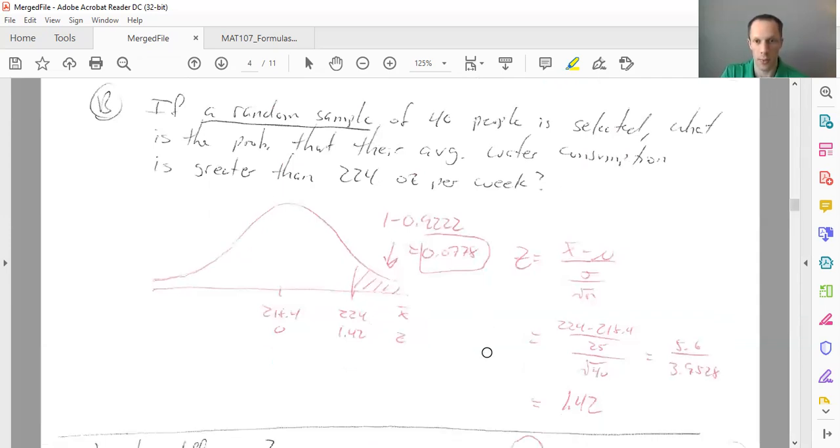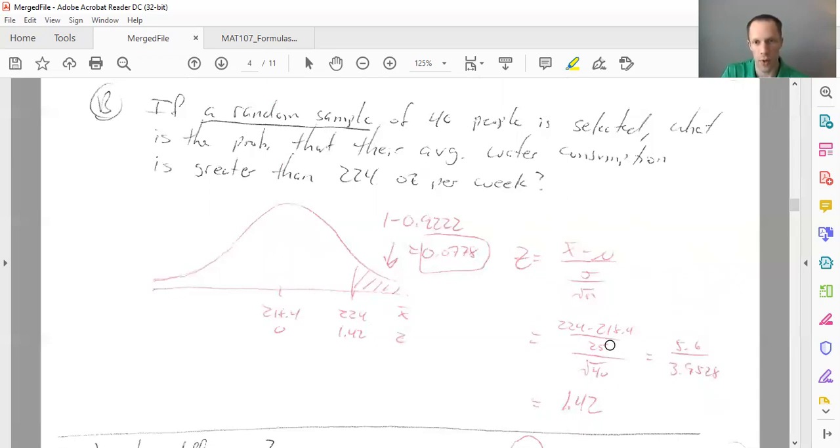Now the difference here is when we go to convert to a z-score, remember the standard deviation for this sample average distribution is the standard deviation of the individuals divided by the square root of the sample size. So we're going to have to factor in the sample size here. Well, anyways, we have the value 224 minus the mean 218.4 divided by the standard deviation 25 over the square root of the sample size, which is 40.